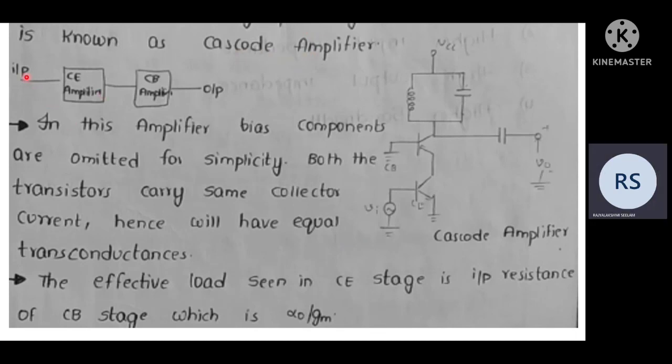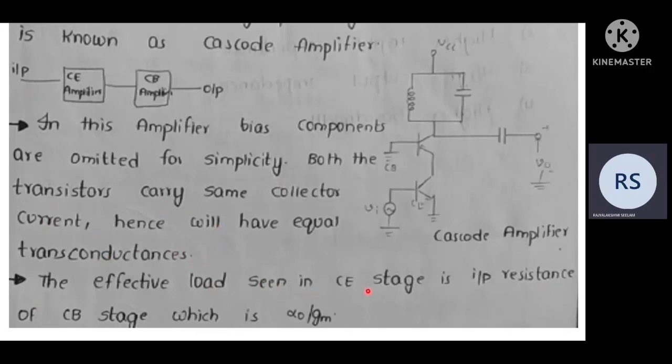Here this is the input, and this is the CE amplifier and CB amplifier. This is the output, and this is the cascode amplifier, and here we have VCC and a capacitance, and here we have CB and CE. In this amplifier, bias components are omitted for simplicity. Both transistors carry the same collector current, hence we have equal transconductances.